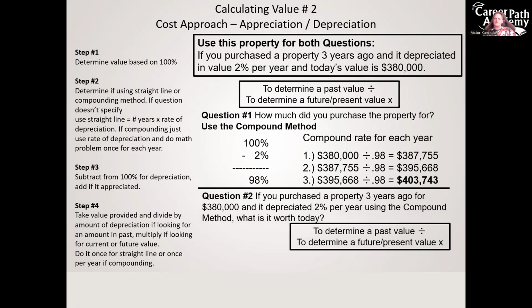All right, let's see another problem here. If you purchased the property 3 years ago for $380,000 and it depreciated 2% per year using the compound method, what is it worth today? Seems like the same problem, but it's a little bit different. What do we do? Walk me through it, and then I'll reveal slowly. What's the first step?